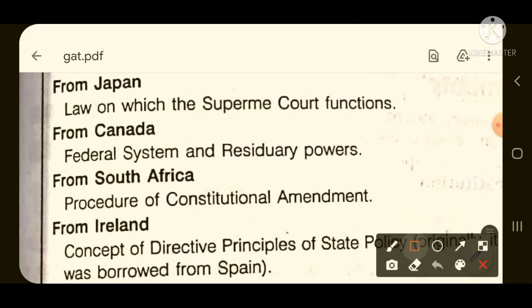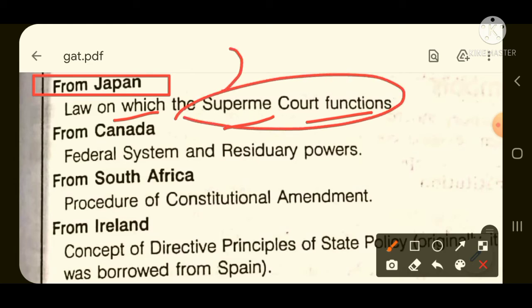Next feature we have borrowed from the country of Japan. From Japan we have borrowed the law on which the Supreme Court functions. So the functioning of the Supreme Court, the rules and regulations of the Supreme Court, we have borrowed from the country of Japan. This also you have to remember.